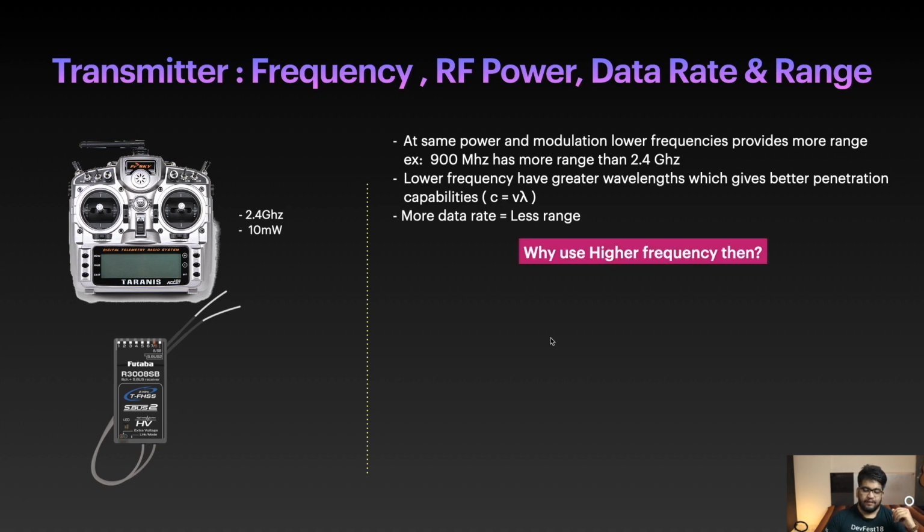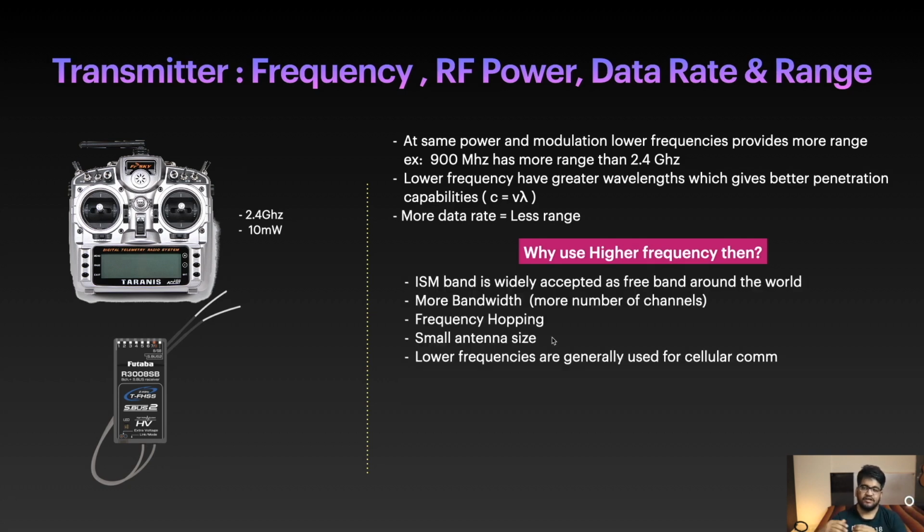Okay, so moving ahead, one might ask that if lower frequencies are providing more range, they have better penetration capabilities, then why are we using high frequencies? Then the answer is simple. So higher frequencies, that is 2.4 gigahertz or 5 gigahertz or 5.8 gigahertz, come under the ISM band, and they are widely accepted as a free to use band around the world. So if you want to buy one transmitter and take it anywhere in the world, you don't want 900 megahertz.